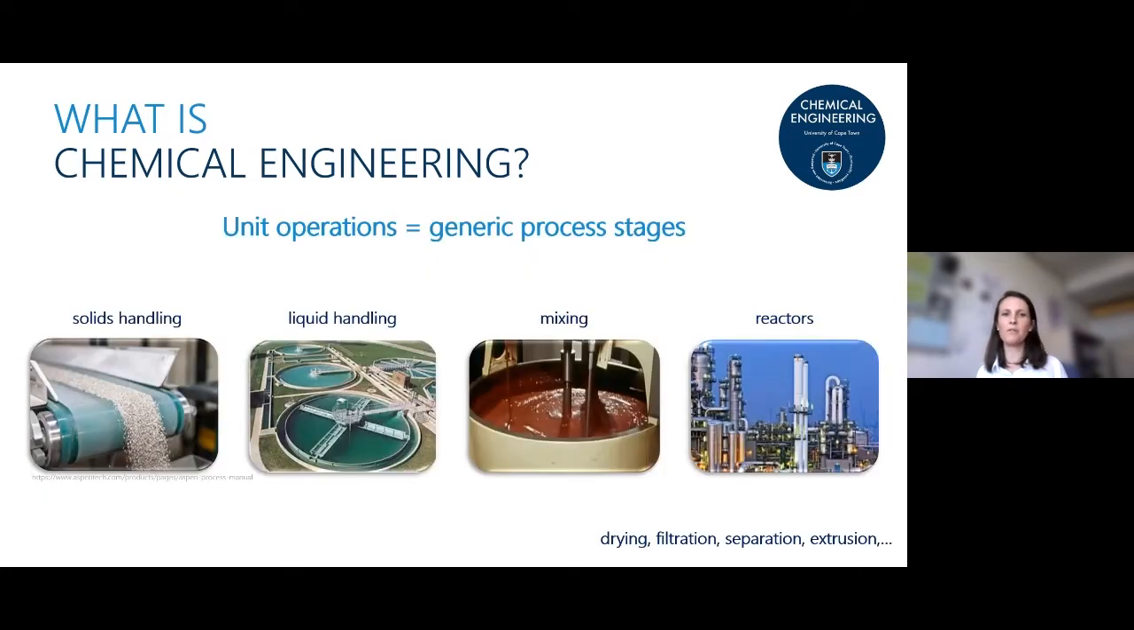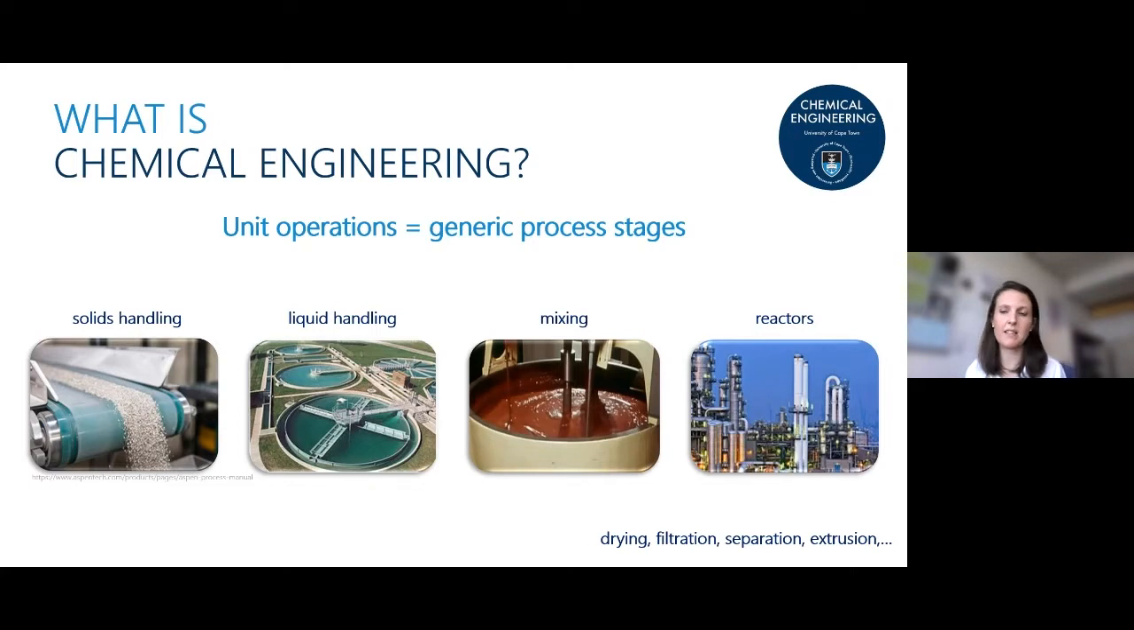Okay, so let's have a little bit more of a look at what we call unit operations. A reminder being that unit operations are what we use in order to change our raw material into useful product. And unit operations in the chemical engineering viewpoint are generic process stages. The simplest and maybe easiest to conceptualize are solids handling and liquid handling. So how do we move solids around and liquids around? How do we store them? And then mixing. So how do we combine things? How do we keep them well mixed?